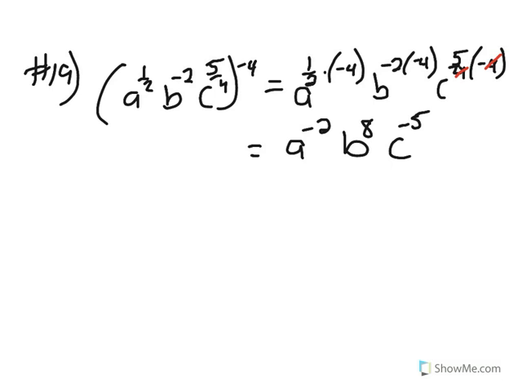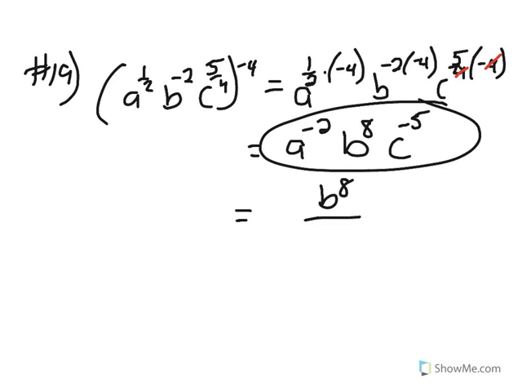Could write your answer as this. I don't particularly care for negative exponents. So to make the exponents positive, take the base and reciprocate it. A reciprocated would be divided by A. C reciprocated would be dividing by C. Here's another version of the same answer.